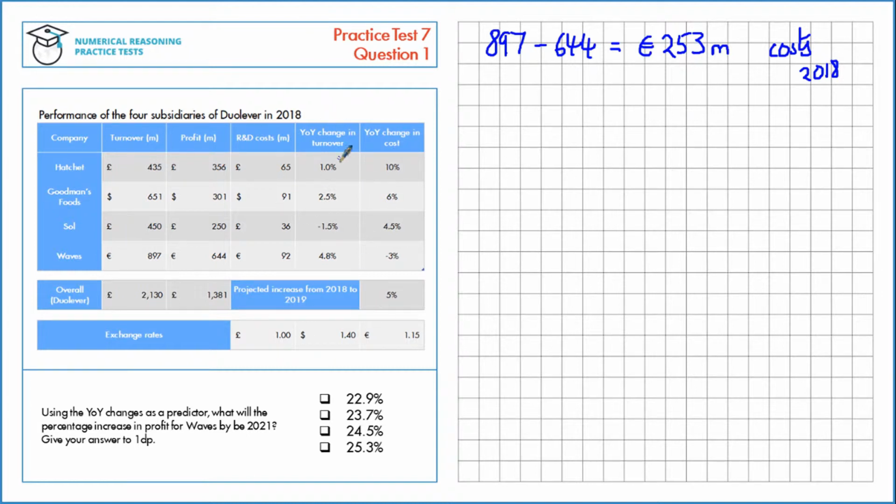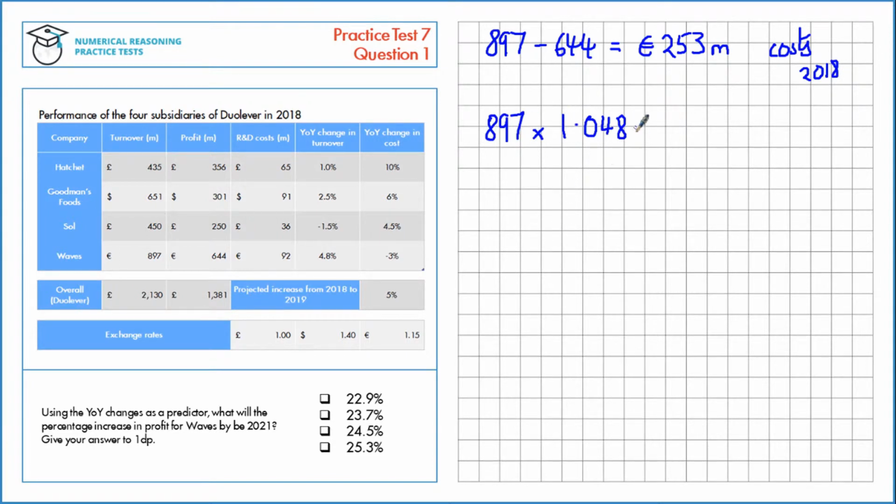So the year-on-year change in turnover is 4.8%. So if we start with the turnover in 2018, that's 897 million, and then we want to increase by 4.8%. That's like taking 100% and adding 4.8% to get 104.8%. And then we can write that as a decimal, 1.048.